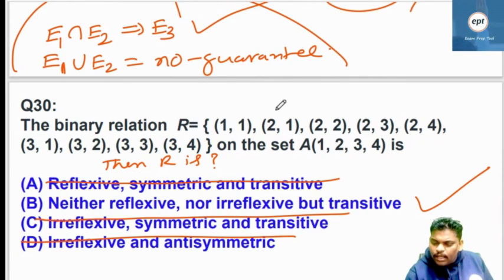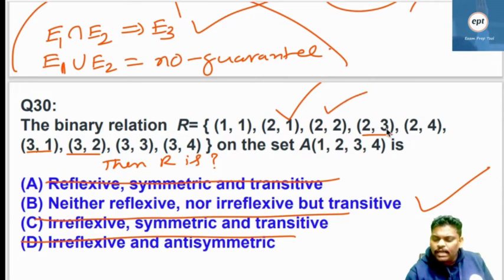So 2, 1 already there. 2, 3, starting with 3, this one. 2, 3, 3, 1. So 2, 1 already there. Next one. 2, 3, 3, 2. 3, 3 cancel. So 2, 2 already there.